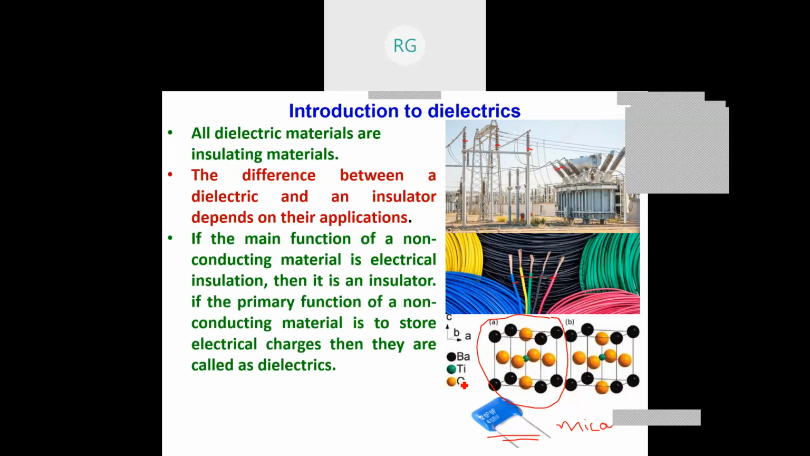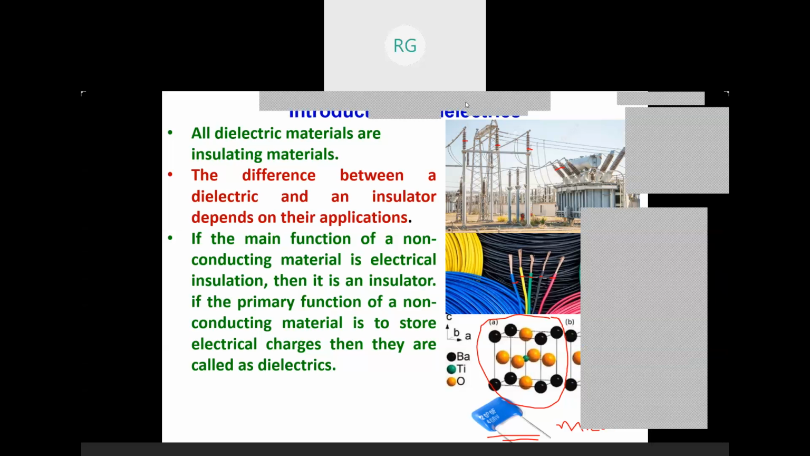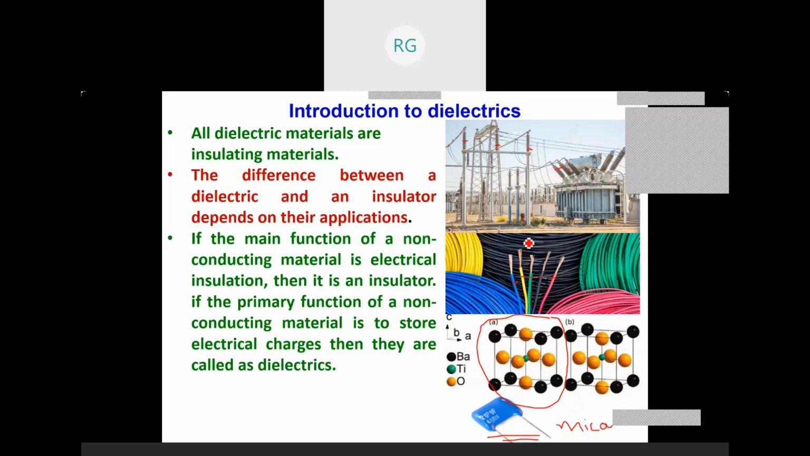If you are using it for induced charges, or we say if electrical charges are induced on the surface, then it is known as a dielectric. This is the major difference between a dielectric material and an insulating material. And you can see some of the examples here: ebonite, plastic, or insulating materials, barium titanate, paper, mica, etc.